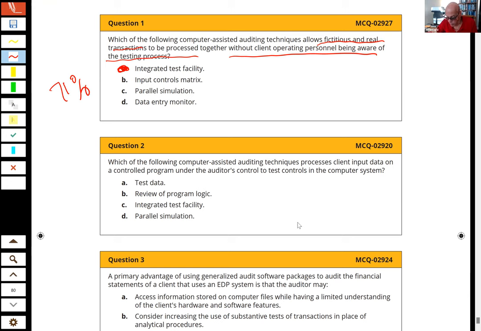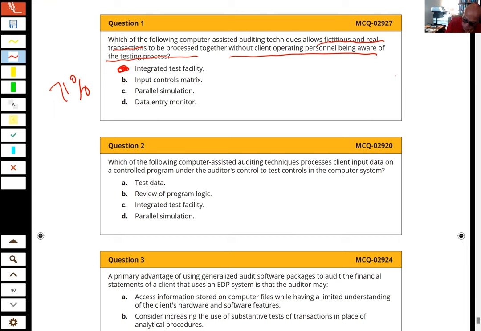Okay, good. Looks like most of us have had a chance to try this one. And good, we got a good percentage here. 93% of us got this one right. And again, when we talk about parallel simulation, we're talking about the client data being processed on the auditor system, and then compared to however the client system processed that data. And we hope for the same results, right?